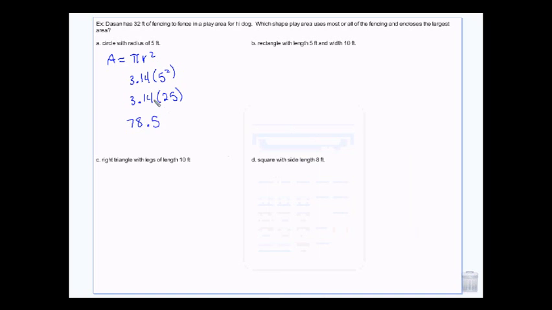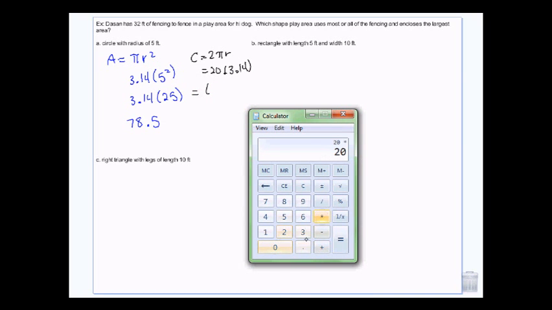The circle with a radius of 5, how would you know that's finding the area? It's because it says what shape play area uses the most or all of the fencing and encloses the largest area. So I found this area, now I need to find the circumference. So that's 20 times pi, so we have 62.8. Okay, 62.8 feet is way too big. We can't use that one. We only have 32 feet of fencing.